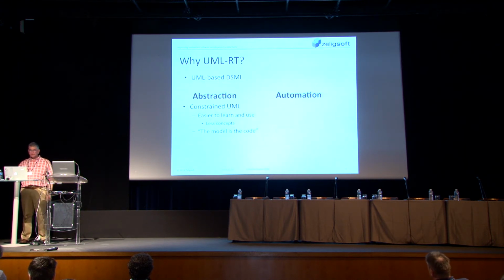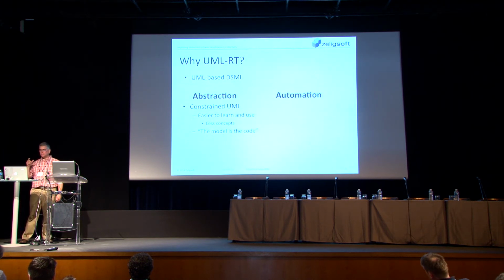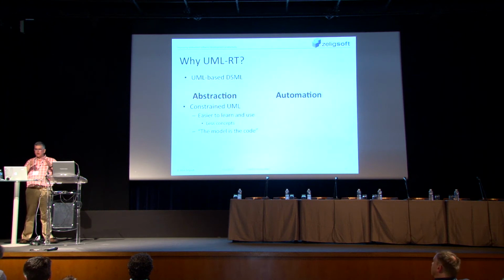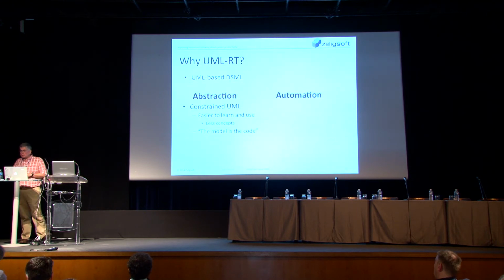From an abstraction point of view, it is foremost constraining UML. We do not want to expose users to the full UML spectrum. Too many things. We want to concentrate their view on developing their embedded system. And that means it's easier to learn and use. There are fewer concepts to keep track of. And ROOM has always had this paradigm: the model is the code.